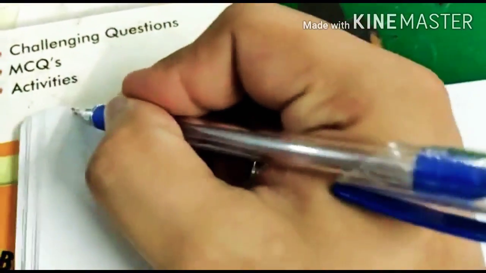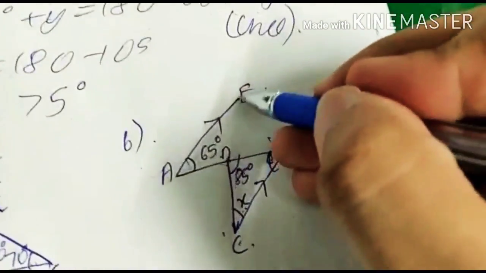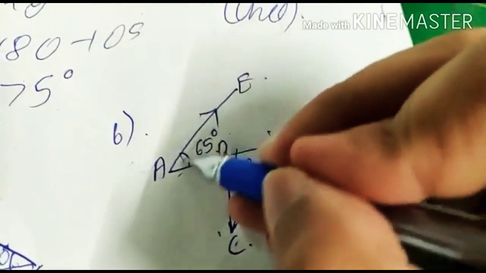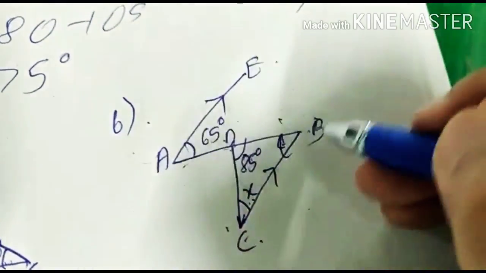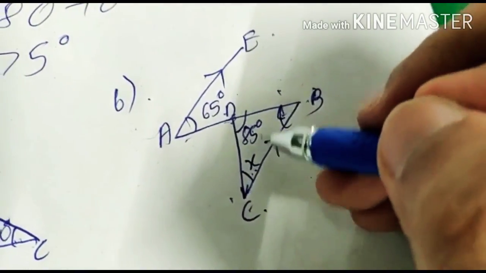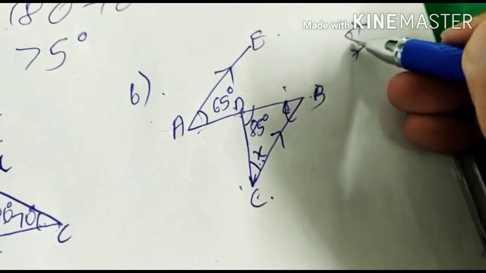It is given in B part that AE is parallel to BC. If we see, here is a formation of Z. AE and BC form a Z, and whenever there is a Z formation and these two lines are parallel, the interior angles are equal.